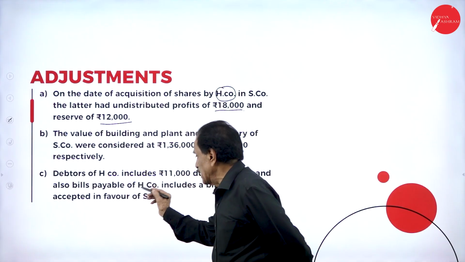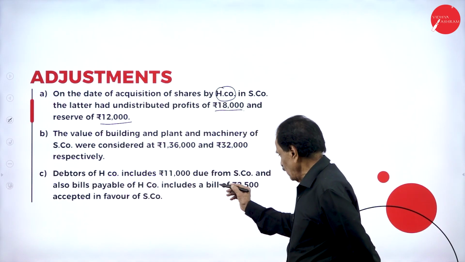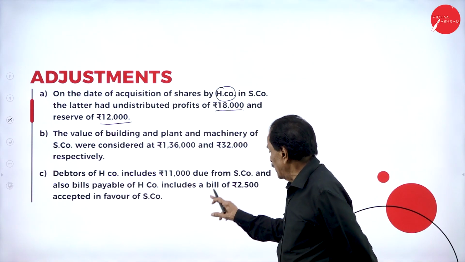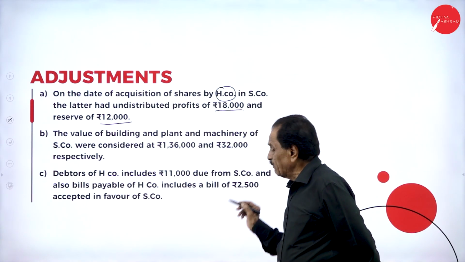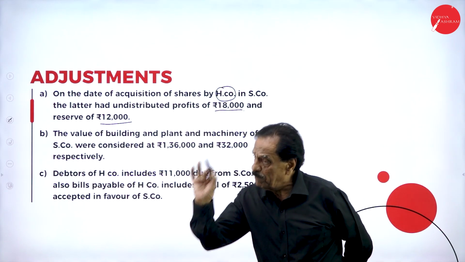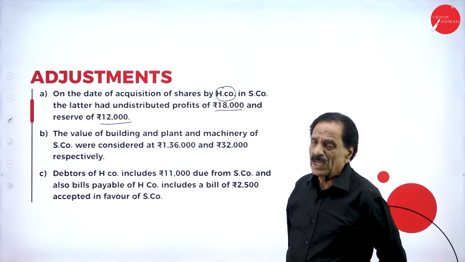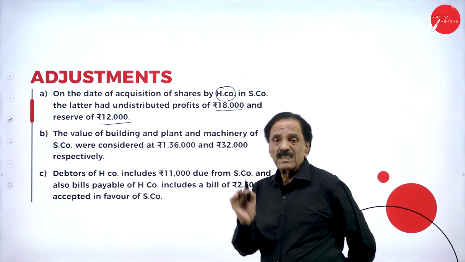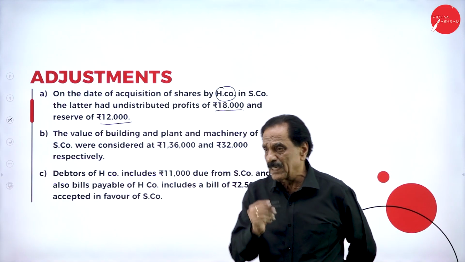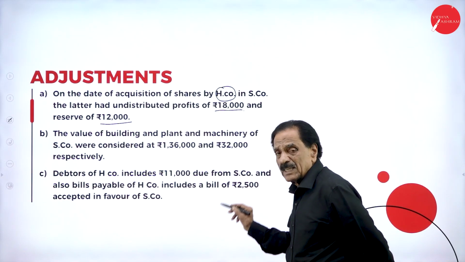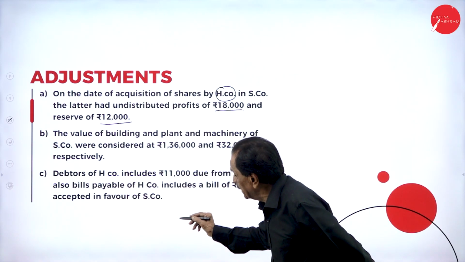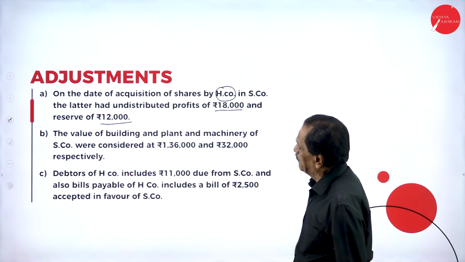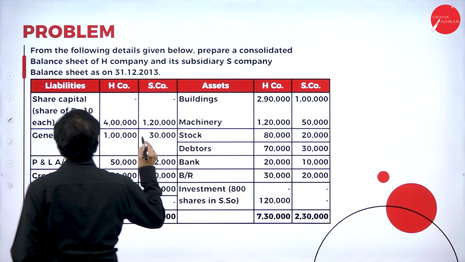And also bills payable of H company include a bill of rupees 2,500 accepted in favor of S company. So here the bill is there. So this 2,500 should be deducted from BR as well as from BP. Mutual adjustment. Here also you understand how to treat this 11,000. Deduct from debtor, deduct from creditor. 2,500 is a BP. Deduct from bills receivable, deduct from bills payable. Both are called mutual adjustment.